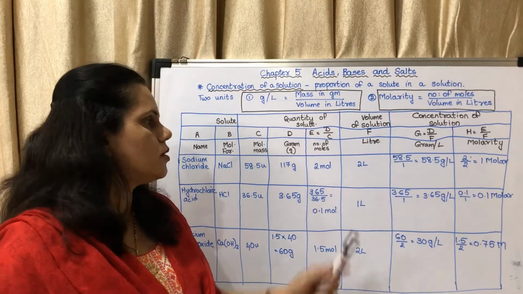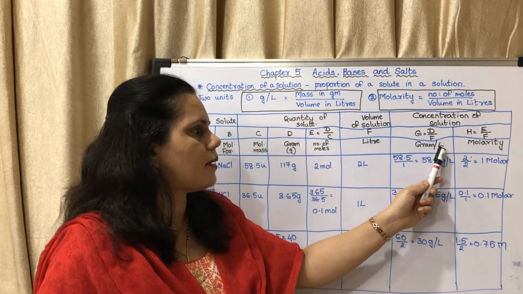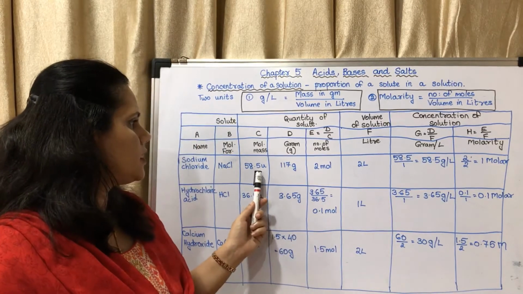So 2 moles. Volume in liter is 2 liter. First you have to calculate grams per liter. How many grams is it?